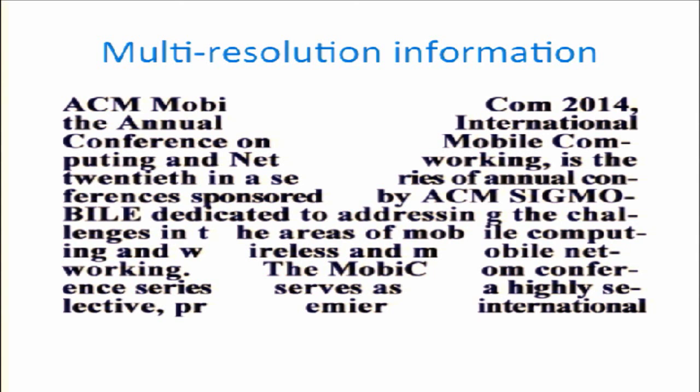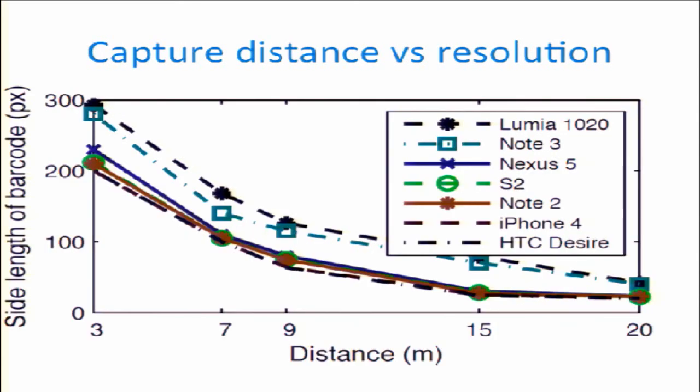But this is again the information side. So I keep talking about different cameras can do different things. Here we have a bunch of different cameras, like the Lumia 1020, which is a very high-res camera. And then I think HTC's design is actually the worst one for this.